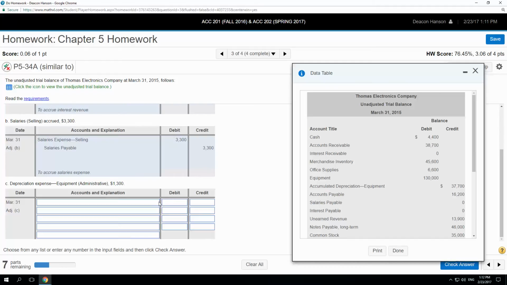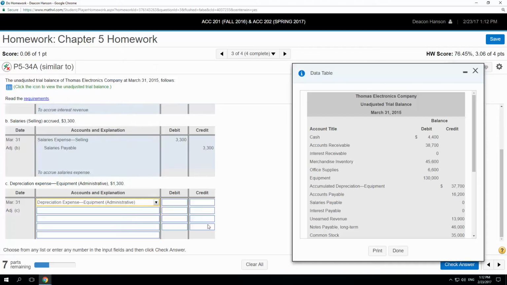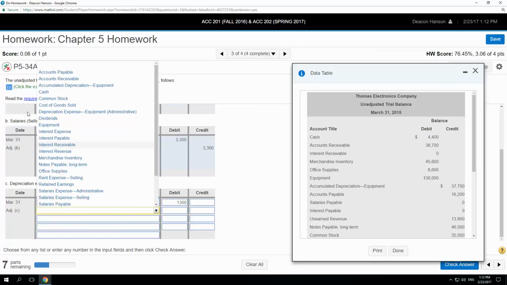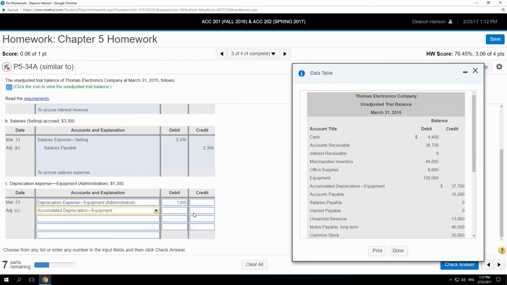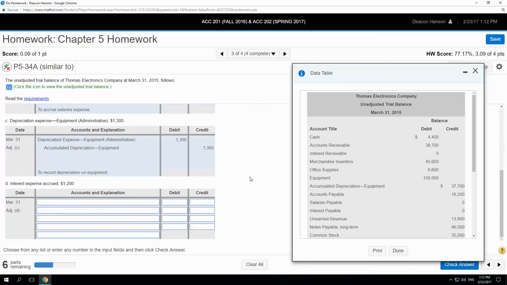Here's depreciation expense. So remember, when we do depreciation expense, we book the expense. That's an increase to the expense, a debit of 1,300, and then we don't reduce the asset directly. We book that into an account called accumulated depreciation, which is a contra asset account. Okay, so this is to record depreciation on equipment. All right. Let's see what else we got.